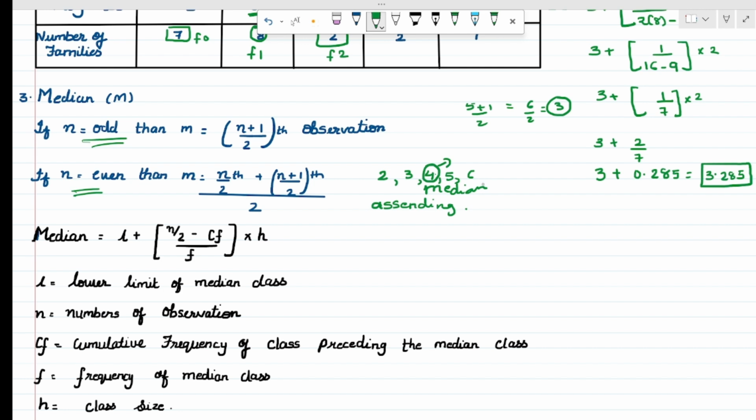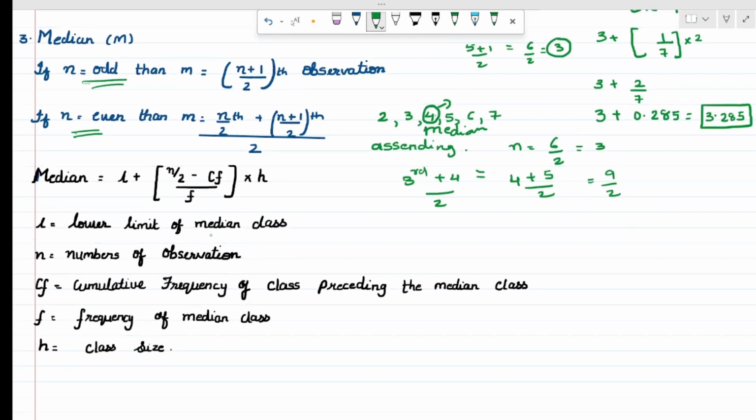Suppose take this example and consider it as an even number of observations. That means 2, 3, 4, 5, 6 and 7. I have total number of observations as 6. So you can find it out. 6 upon 2, that means it will be 3. So this becomes third observation plus fourth observation upon 2. So what is my third observation? My third observation is 4, plus 5 upon 2. That means it becomes 9 upon 2. This way you can solve for the smaller number.